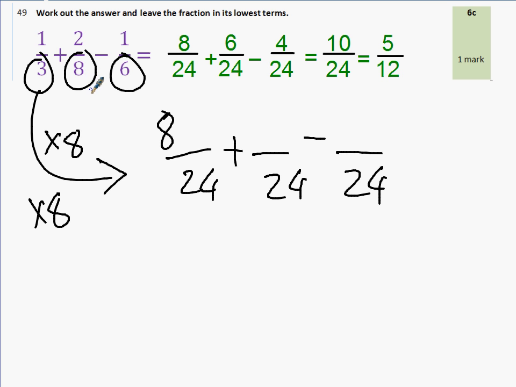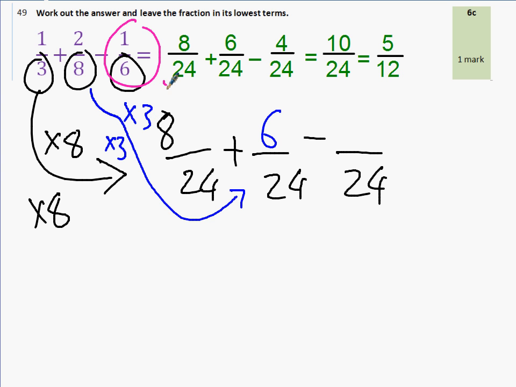Times 2/8 into something that makes 24, times top and bottom by 3. Why? Because it's 8 times 3 that makes 24, so therefore do the same to the top. You get 6. And turning 1/6 into something out of 24, well, I know I need to times 6 by 4, so I need to times the top by 4 as well. And you get 4.